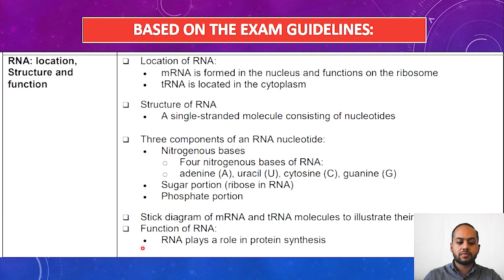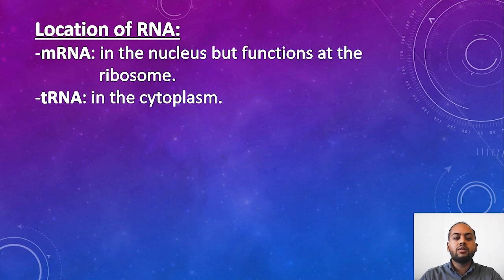protein synthesis. If we're looking at the location of RNA, there are going to be different locations of RNA. And remember that RNA is the second type of nucleic acid that we are looking at. RNA stands for ribonucleic acid. Now there are going to be different types of RNA, namely mRNA, which stands for your messenger RNA, as well as tRNA, which stands for your transfer RNA.